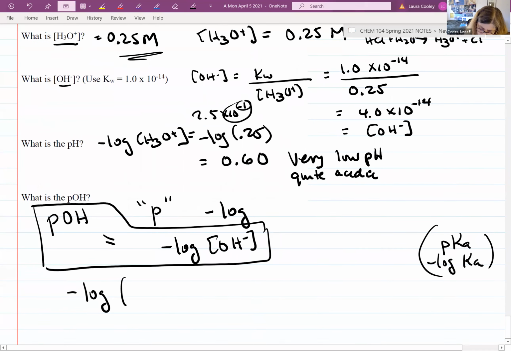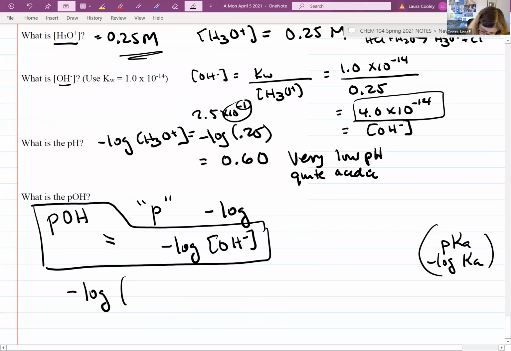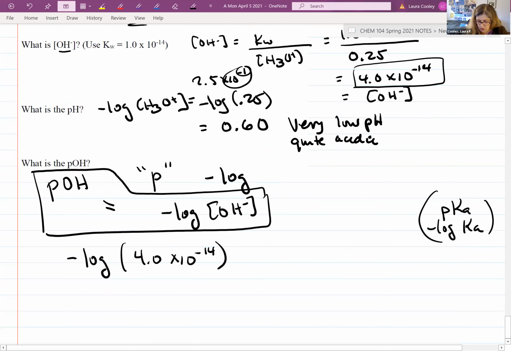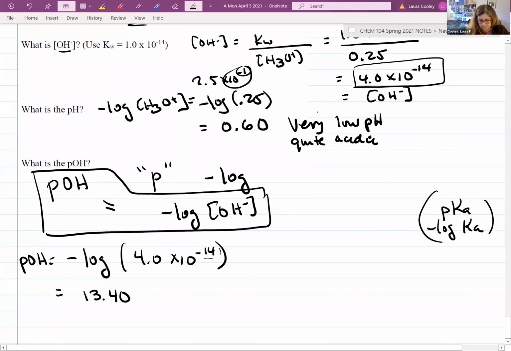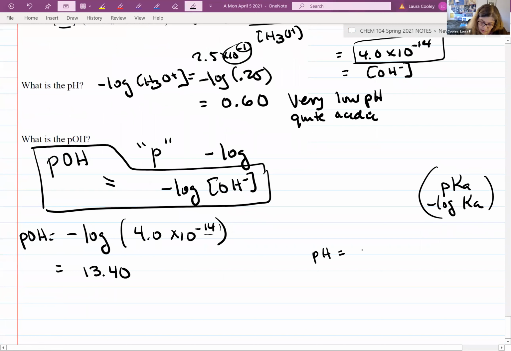You have to take the negative log of the OH minus, here it is, 4.0 times 10 to the negative 14th. So it's going to be around 14, right? The pOH is actually 13.40. Okay, that's the pOH. So we had that the pH was 0.60 and the pOH is 13.40.